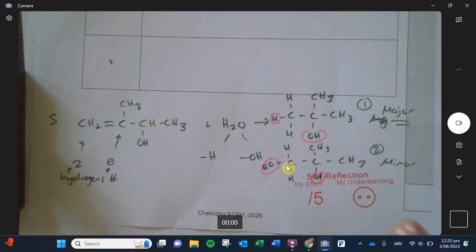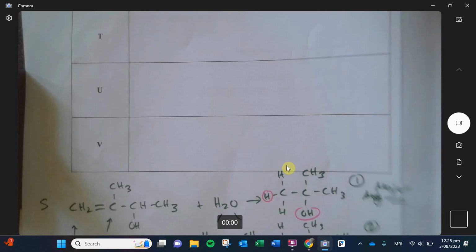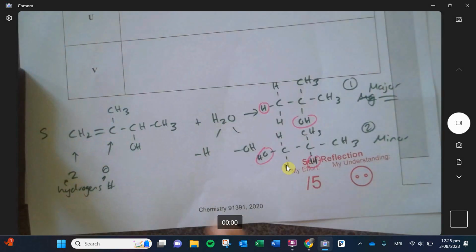There is some SciPad pages on this. I'll look it up in the book if you guys want some more practice with that. Okay, so that's Markovnikov's rule. It's a level 2 context, which you guys wouldn't have done. All right, cool.